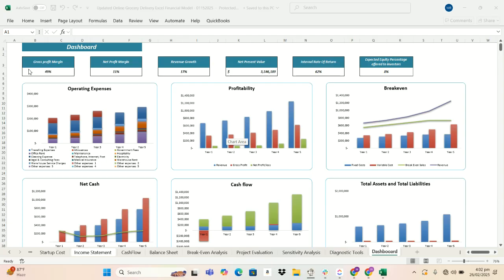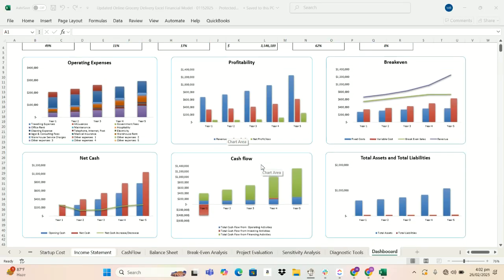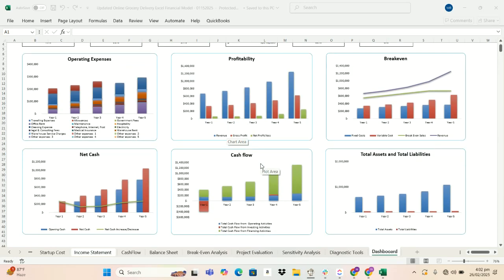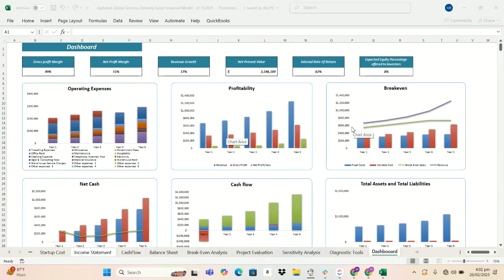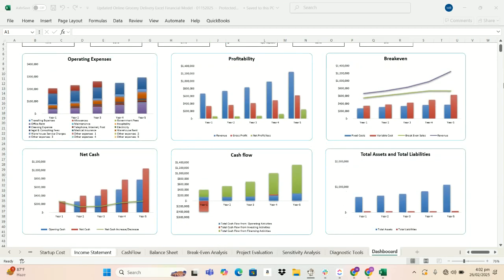Over here you can get an idea of the gross profit margin, net profit margin, revenue growth, net present value, internal rate of return, and expected equity percentage offered to investors. Here are all the charts to get a better visual representation of the company's valuation.